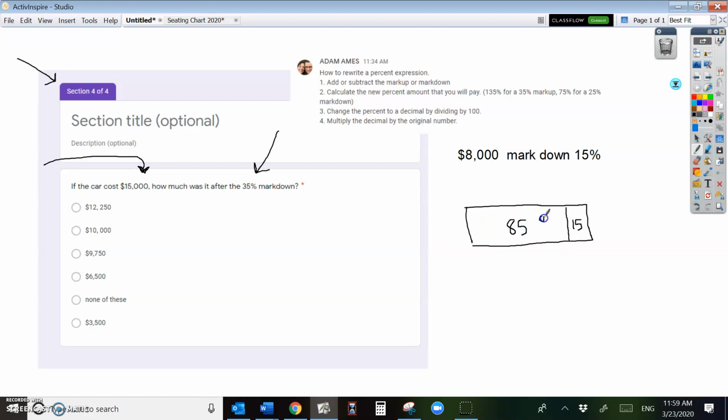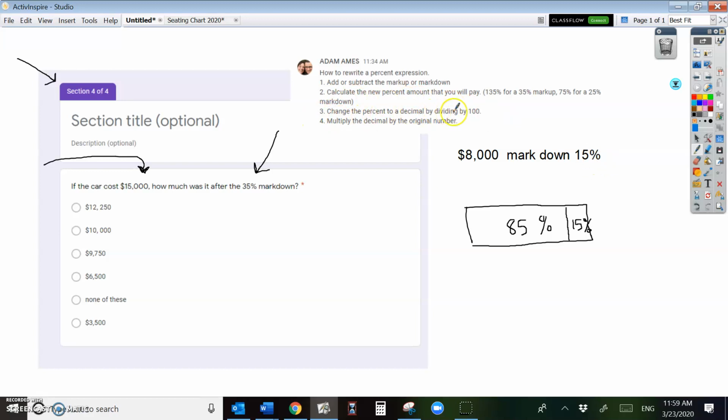So if you're paying for 85% of something, then you know you're not paying all of it, you're paying less than 100%. So you can add or subtract the markup or markdown. So that's what I've done here. I have 85%. Now I'm going to calculate the new amount that you'll pay. So the new amount you'll be paying is 85% if you have a 15% markdown.